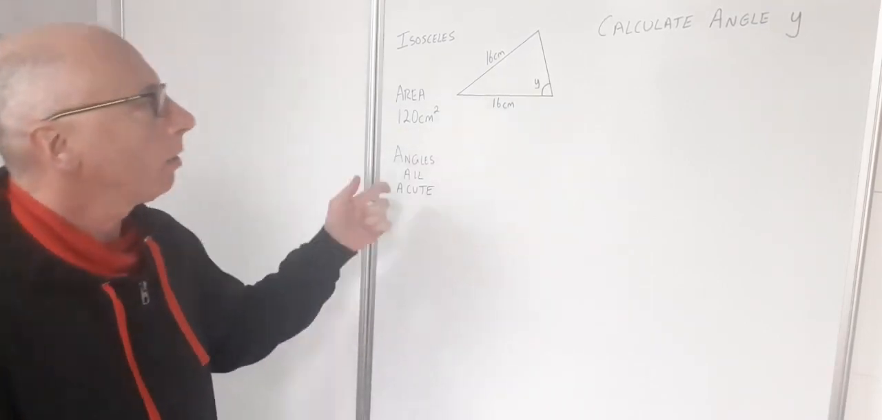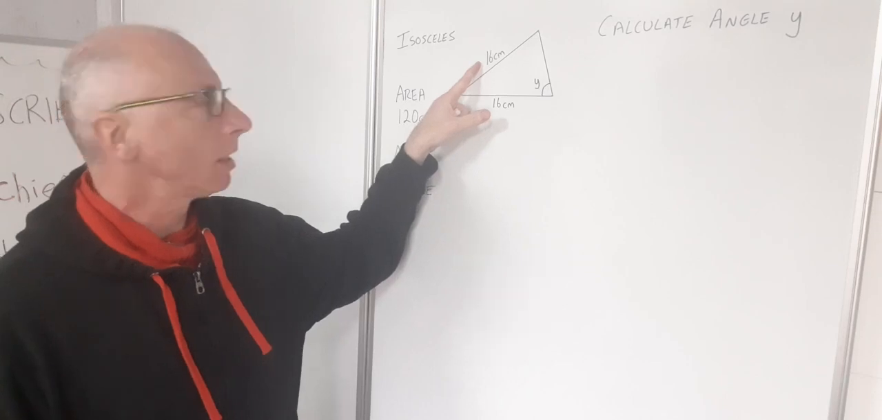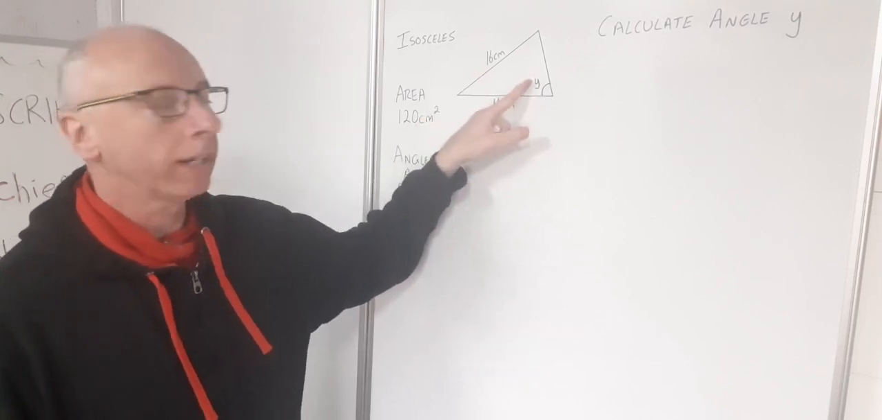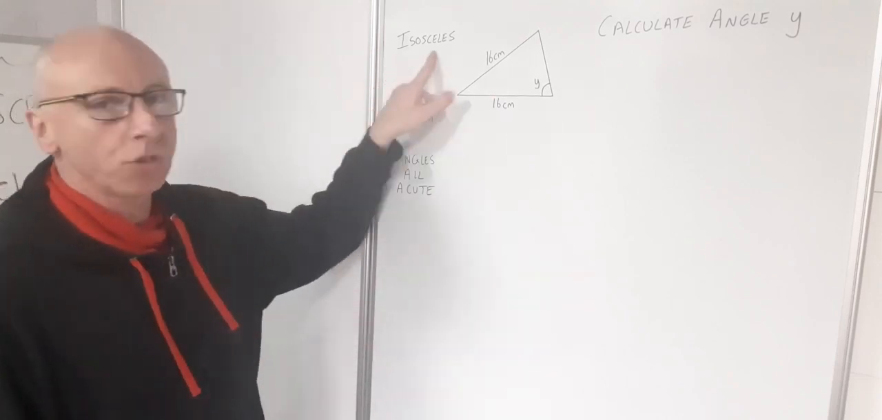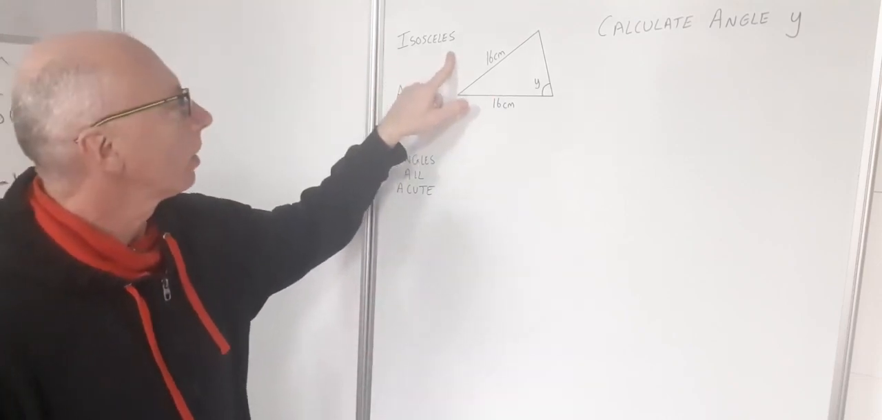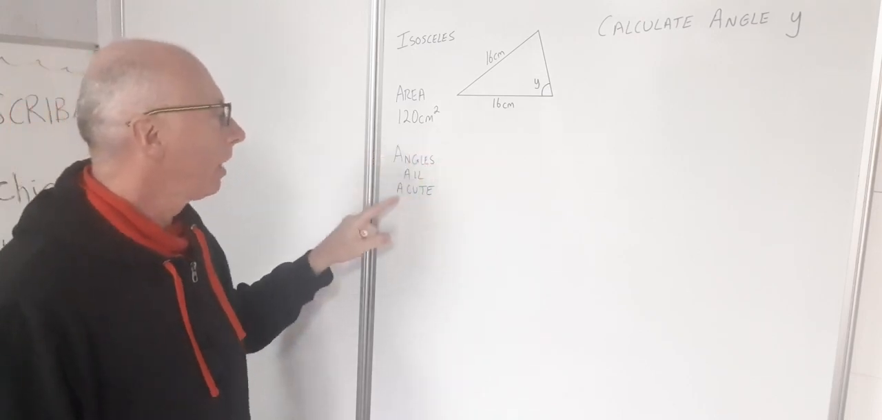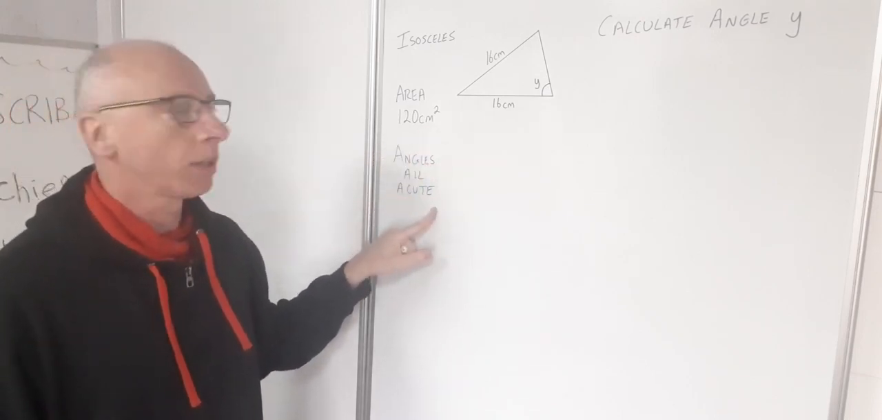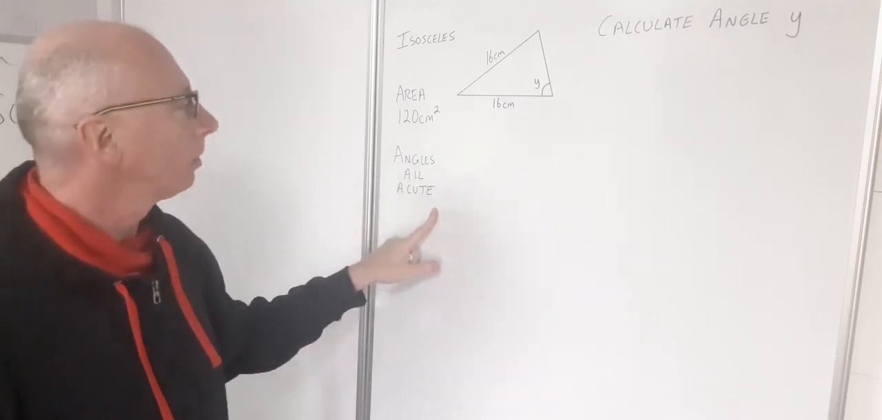So in this question here, we've got a triangle. Two sides are 16 centimetres and we've got one angle which is y. Now we're told that this triangle is an isosceles triangle. The area is 120 centimetres squared and all the angles are acute. So that's some good information to start with about the triangle.